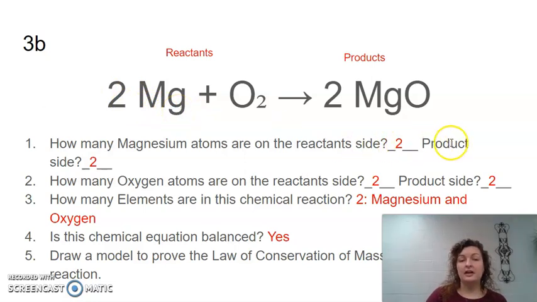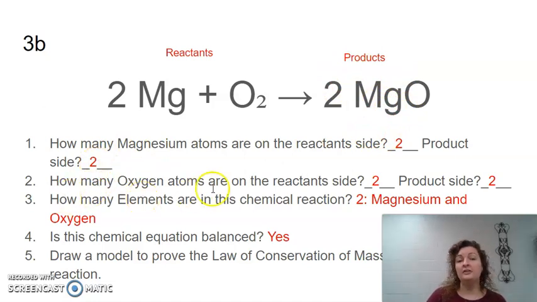And then it says, on the product side, how many magnesium are there? Well, I'm going to do the same thing. I have a 1 right here that's understood that I don't really have to write. So 2 times that 1 is 2. So I have 2 magnesium atoms on the product side.